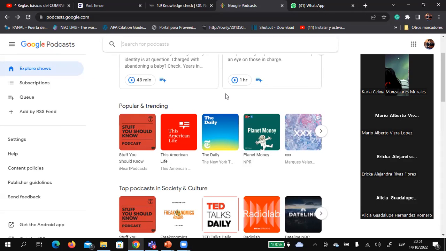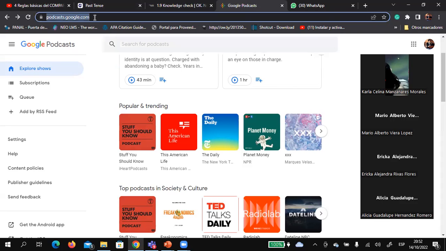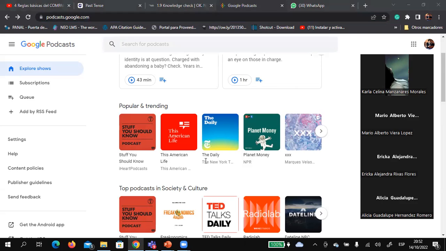Ahorita les estoy mandando al WhatsApp la captura de pantalla, cómo se visualiza el icono. Eso lo pueden buscar en la Play Store, o en iOS, en este caso sería la Apple Store. Ahí el que les mandé es el del Google Play. Ahí lo descargan y pueden hacer uso de eso. O si no, desde una computadora. Les voy a compartir el enlace ahorita en el chat box, y se los voy a compartir también en el grupo de WhatsApp al finalizar la videoconferencia. Bien. ¿Tienen más preguntas?